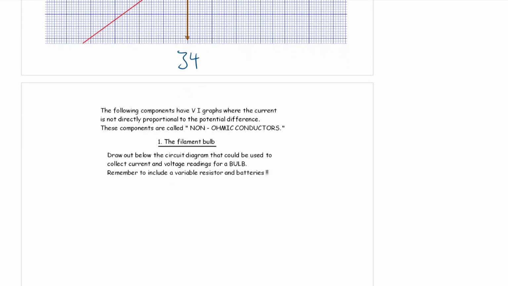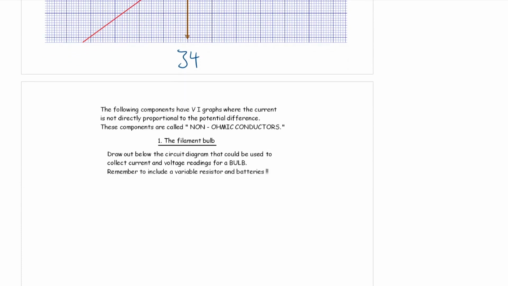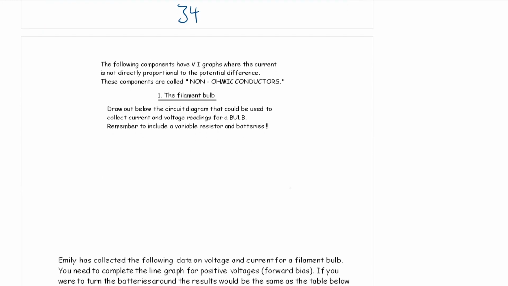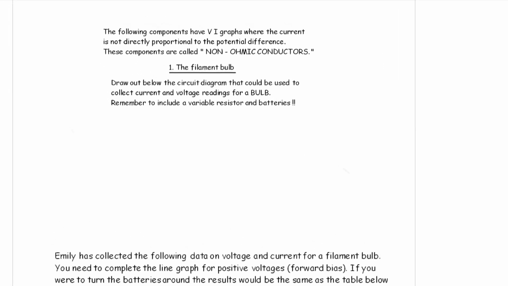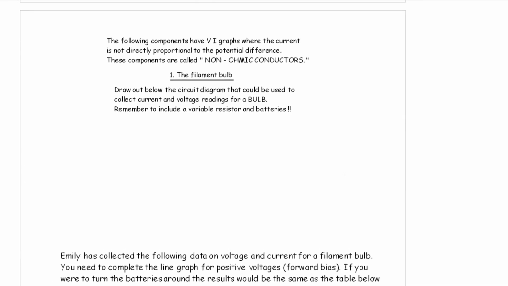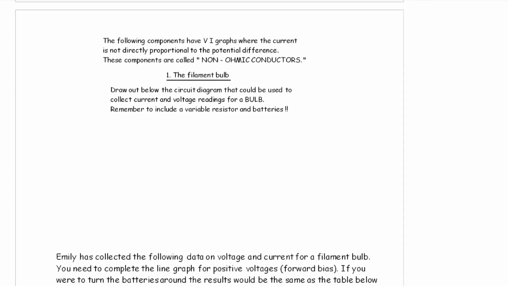Turn over to page 35, please. It says the following components have VI graphs where the current is not directly proportional to the potential difference. These are called non-ohmic conductors. What you need to do now is draw out below the circuit diagram that could be used to collect current and voltage readings for a bulb. Remember to include a variable resistor and batteries.